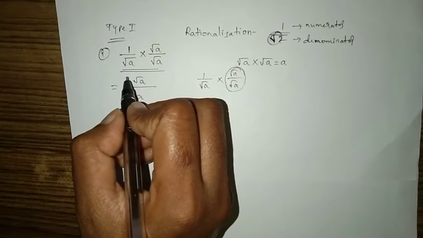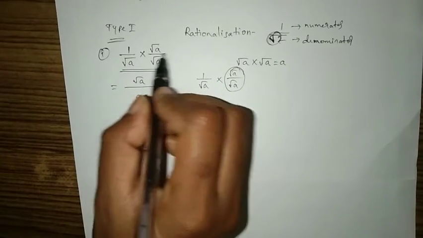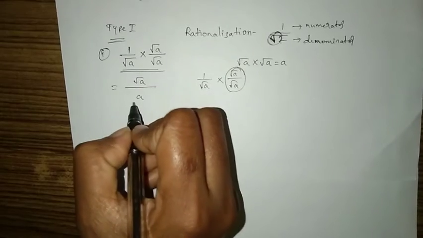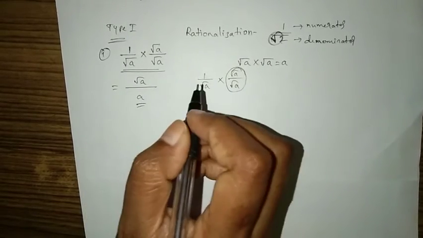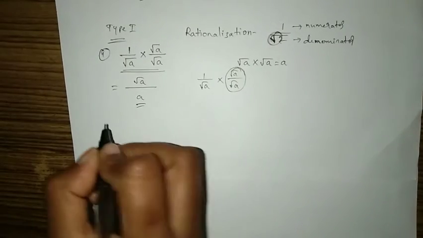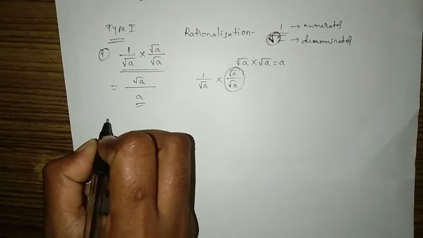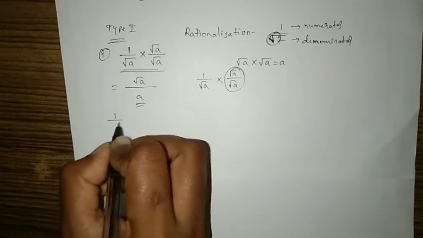Our goal is to eliminate the square root, right? So we eliminated it, and we got the answer. This is a solution for this one. So I will give a number here. Let's take a as 5. So 1 by root 5.